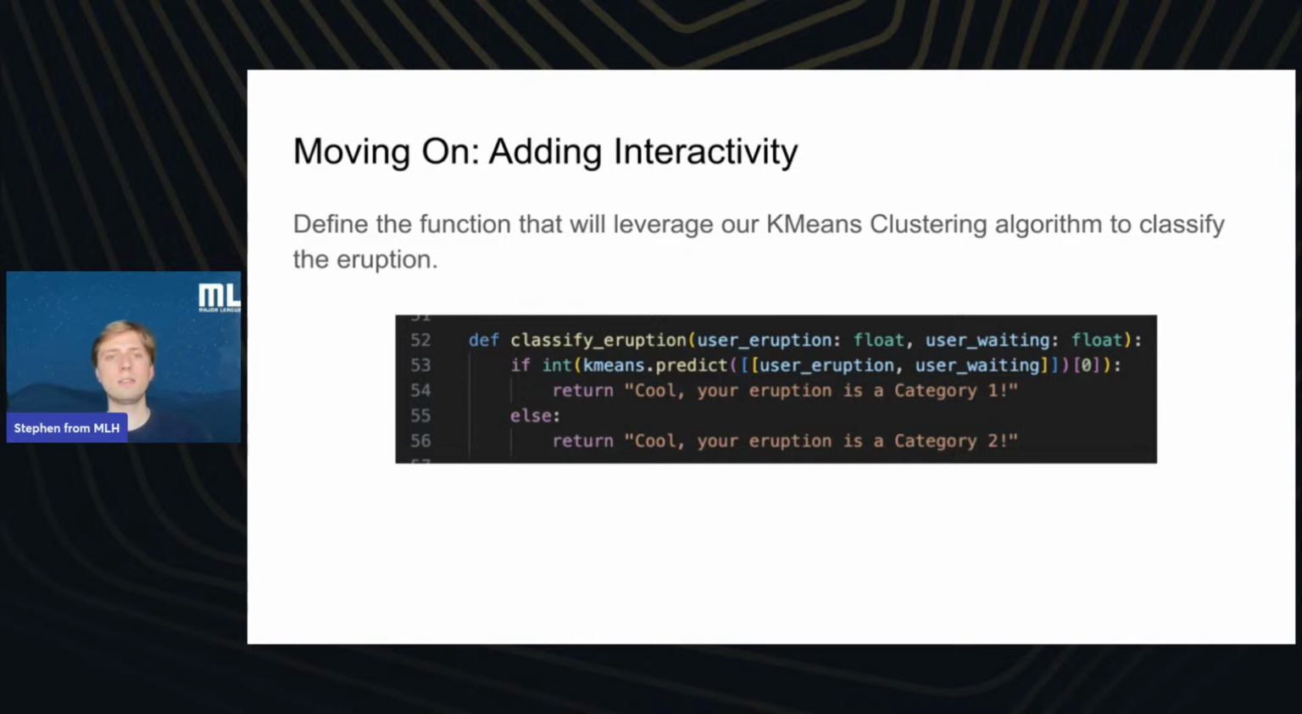And then it says if the prediction is 0, or is 1, really, you'll say, cool, your eruption is a category 1. I'm sorry, actually, that should say 2. That's an error. I'm going to fix that and push the change, because technically category 2 is when it's equal to 1. Category 1 is when it's equal to 0. So it should say, cool, your eruption is a category 2, and then otherwise, your eruption is a category 1.